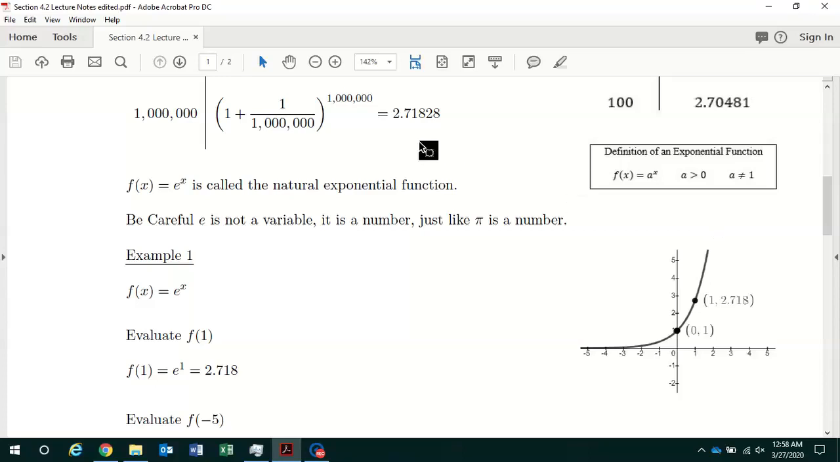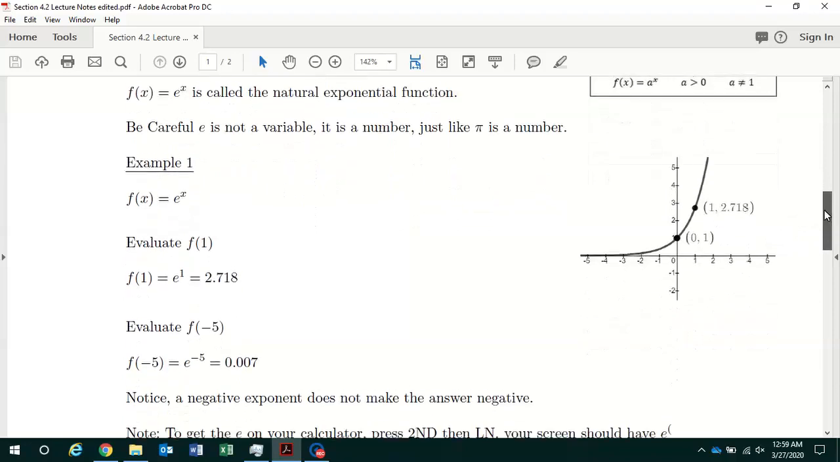Well, e equal to 2.71828, right? That's a positive number, not equal to 1. And so we can replace the a in our definition with the letter e, and we create what is called the natural exponential function. So e is such a special number in mathematics that we call the exponential function with the base of e the natural exponential function. So whenever you hear talk about the natural exponential function, we're talking about e to the x, okay? An exponential function with a base of e.